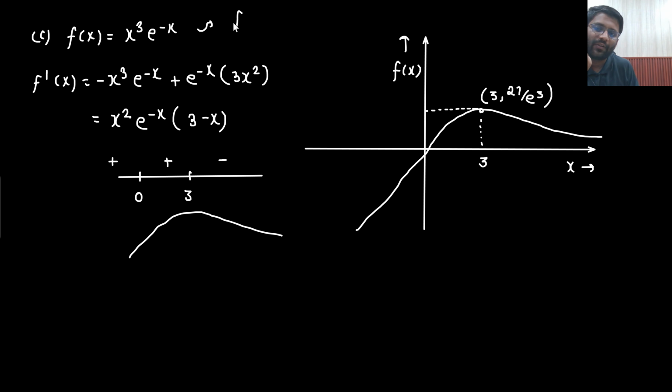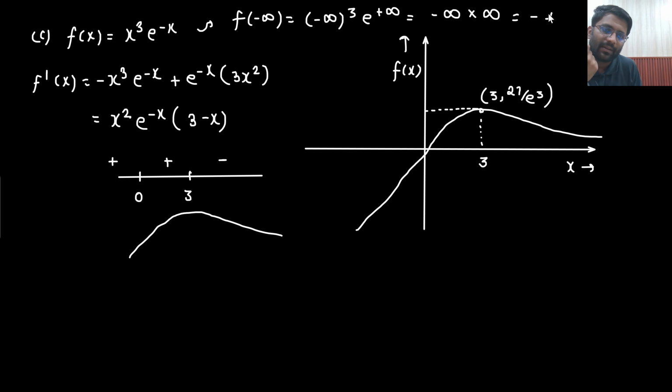Where it will end, all those points we can see. Can you find out the value of f of minus infinity? Yes sir, if I put minus infinity here, minus infinity cube, e to the power minus of minus infinity will become plus infinity, so minus infinity multiplied with infinity will become minus infinity only. Can you find out the value of f of 0? f of 0 will be 0 only, put 0 here, 0 cube multiplied with e to the power minus 0 will be 0 only.